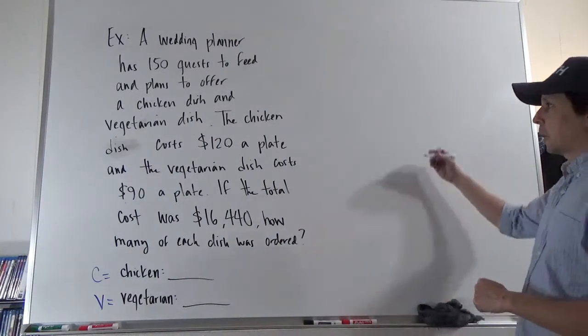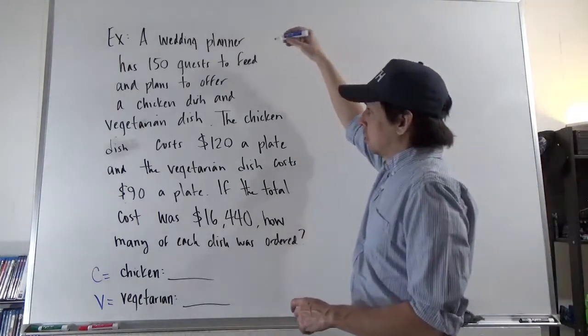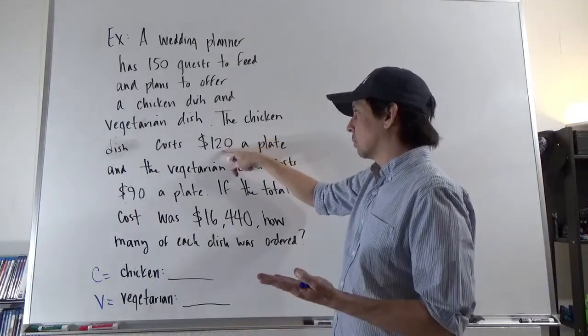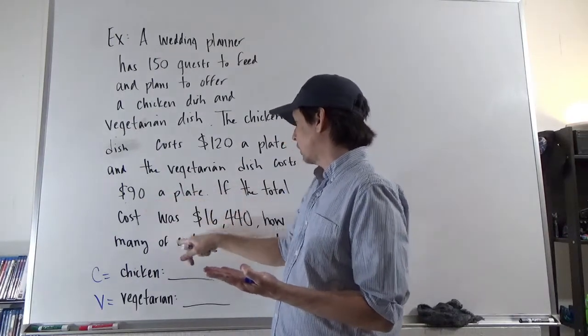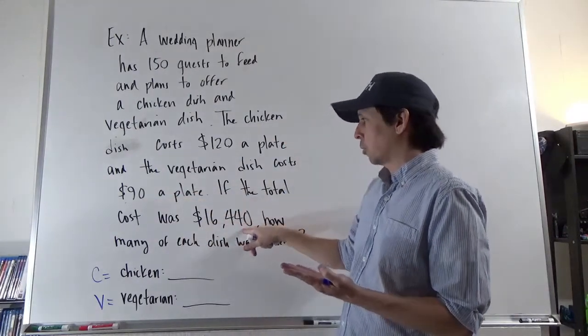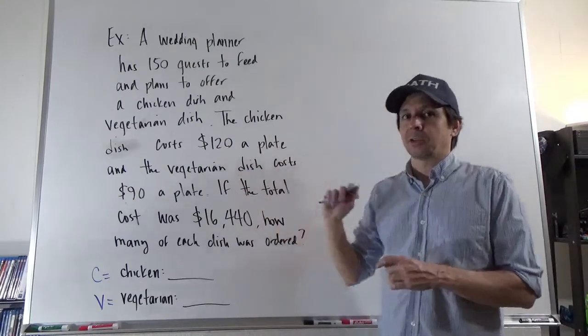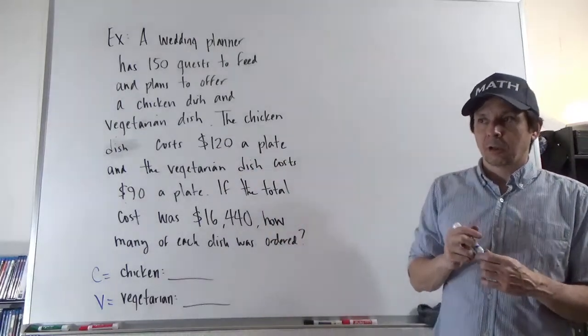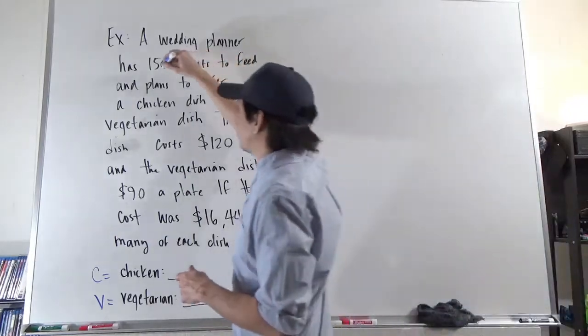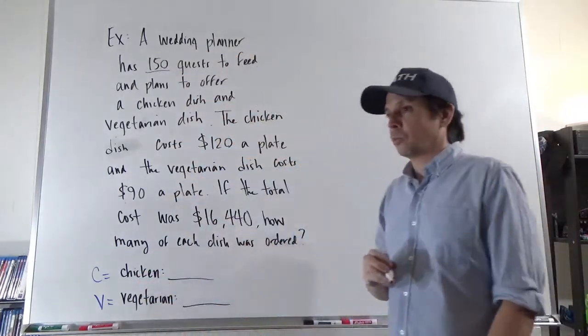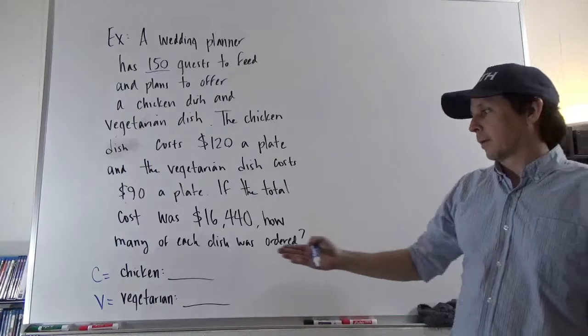Okay, so let's talk about it. The money is a whole thing. $120 per plate for the chicken, $90 per plate for the vegetarian, total cost of $16,440. We're going to need to do all that money stuff, but that's the more complicated equation. The first equation, the easier one, it doesn't have to be first, but I'm going to do it first because it's easy, is figuring out what to do with 150.